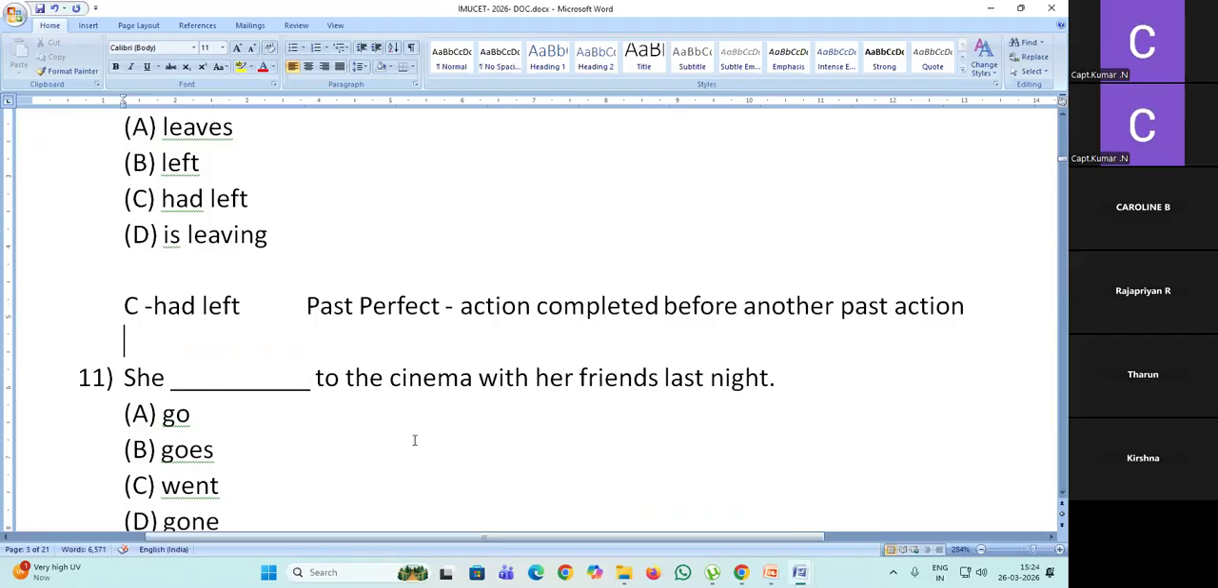Next one. She dash to the cinema with her friends last night. Here, the time, last night, is given. That means it talks about a past action. Okay, so simple past. What is the verb suitable? Went. She went to the cinema with her friends last night.